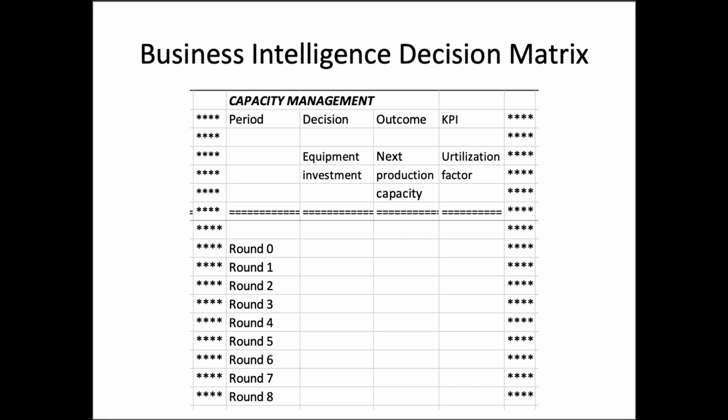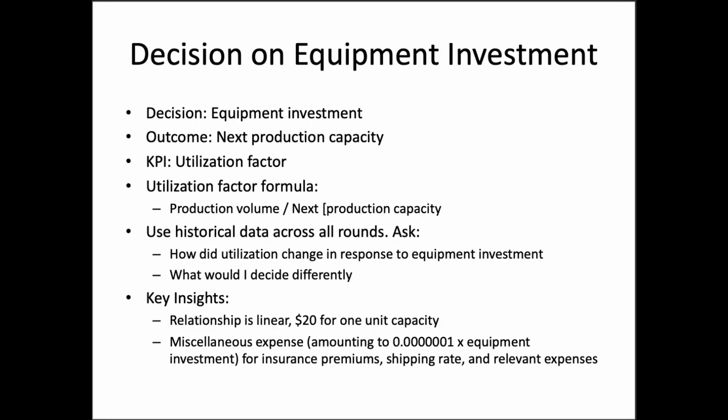The decision column is equipment investment. The outcome column is next production capacity for next round reported in this period. The KPI column is the utilization factor of this period. You need to calculate this KPI. The formula is production volume this period divided by next production capacity for next round reported in this period.